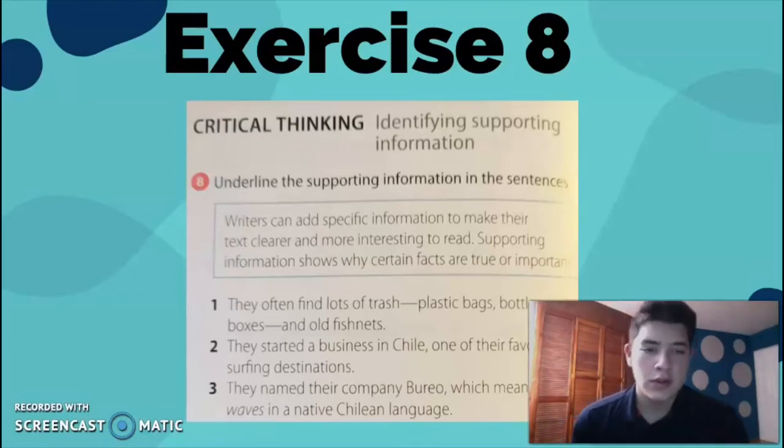Now, sentence number 1. They often find lots of trash: plastic bags, bottles, and boxes, and old fish nets. Number 2. They started a business in Chile, one of their favorite surfing destinations.